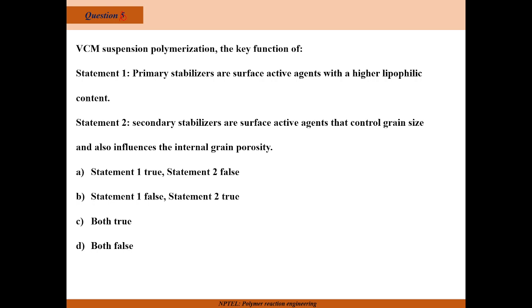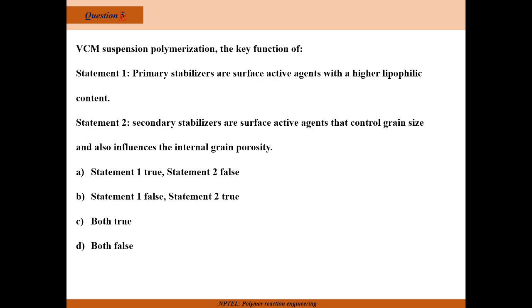Lipophilic, as the name suggests, has to do with some kind of lipid affinity, I think, towards lipids, lipid content. Lipophilic means there is an affinity towards that, just as hydrophilic means affinity towards water. Lipophilic is towards lipids.